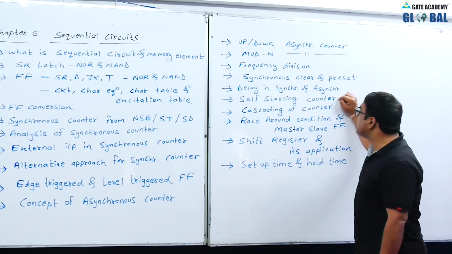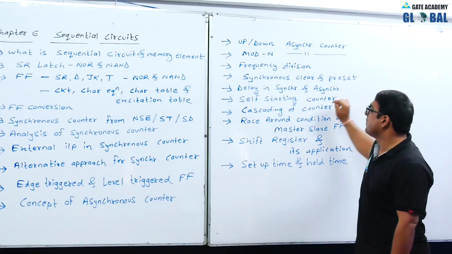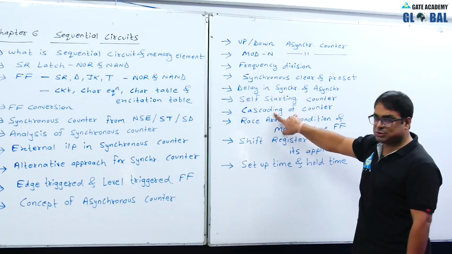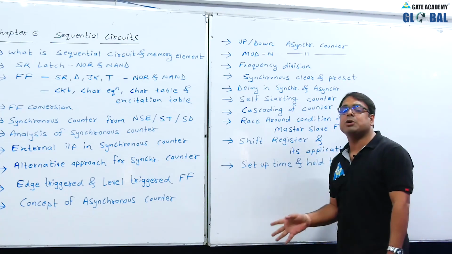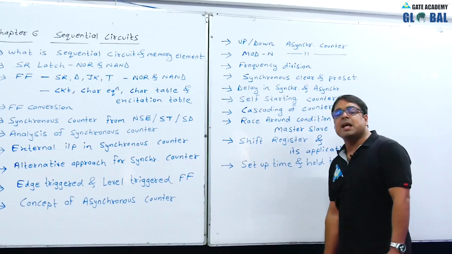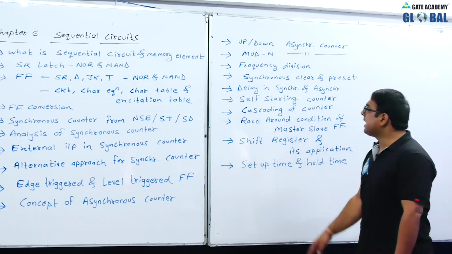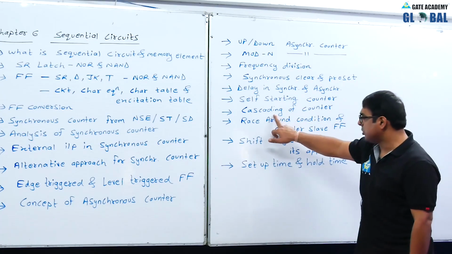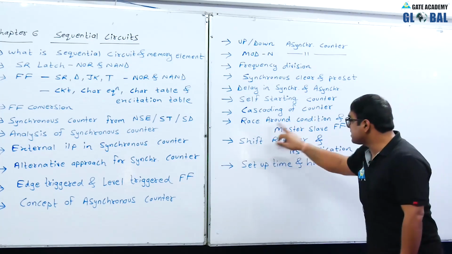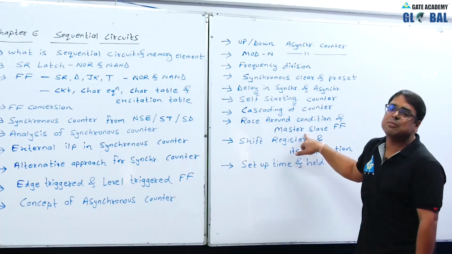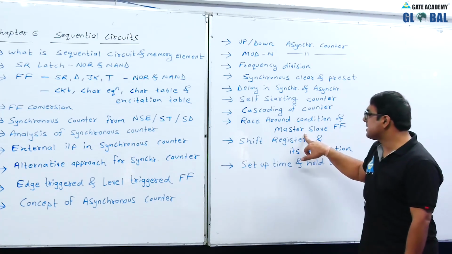Then, very important, we will discuss the self-starting counter. Then cascading of counters. So you can see I am not going to leave any topic. All the things you are going to have in a lot of detail. Next, self-starting, we are also going to have cascading. Then the race around condition and master slave flip-flop, which is again a very important discussion.